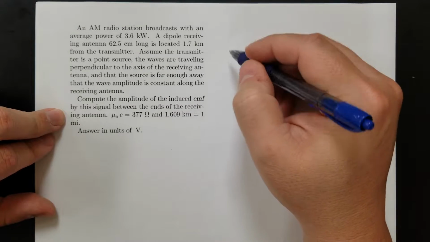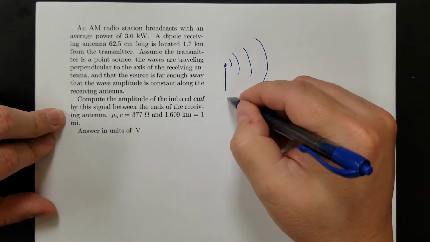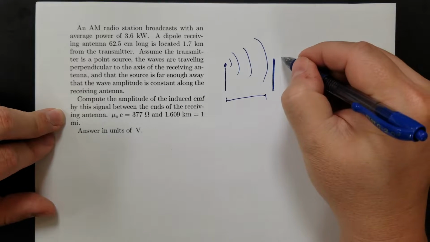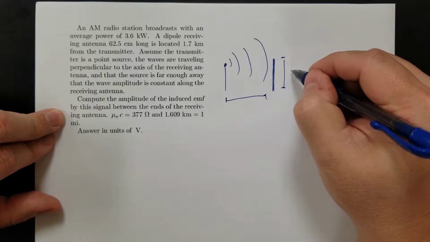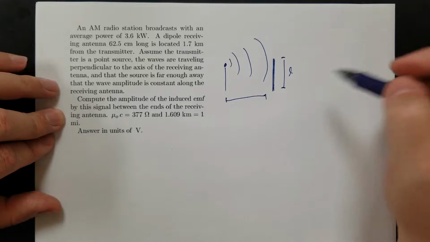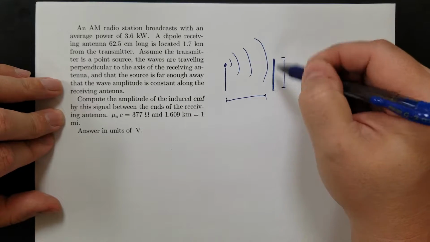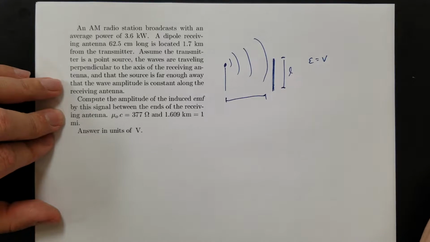So that antenna, there's a signal over here, right? And that signal's going to give off to an antenna. And this antenna has a length of 62.5 centimeters. I'm just going to call it L, right? And there's going to be an EMF that gets induced between here, right? And the other word for EMF is voltage.